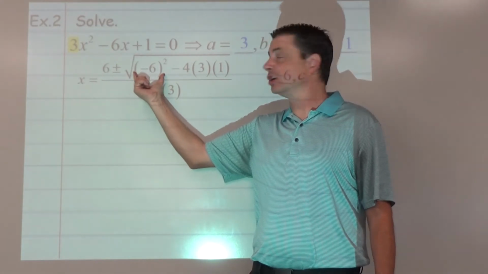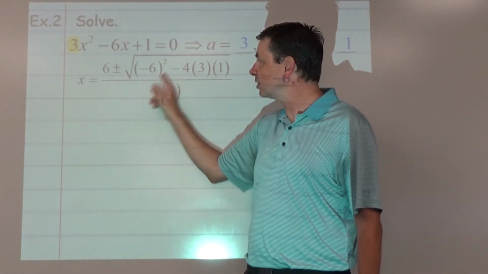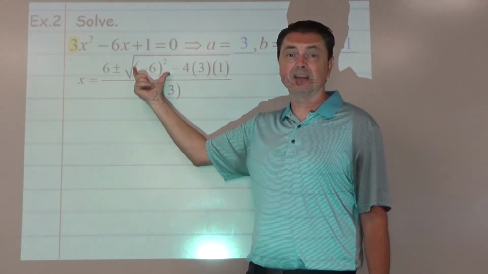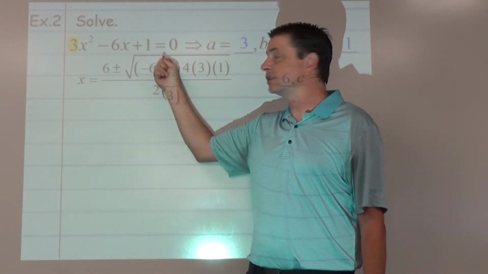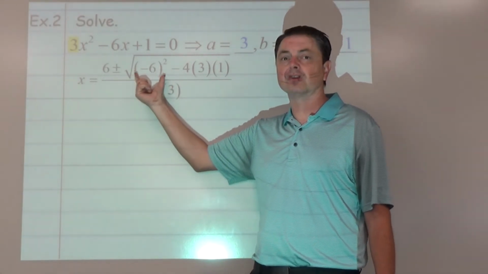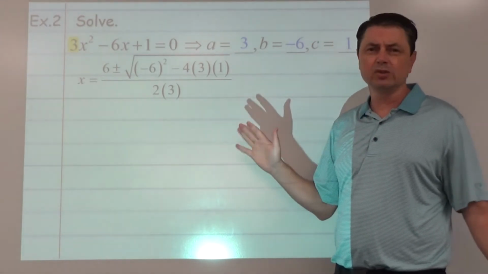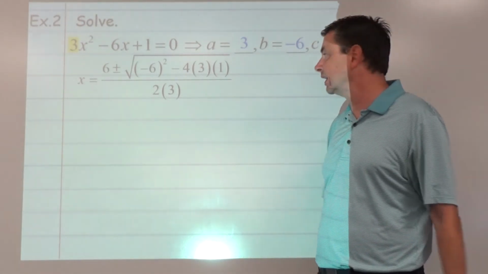Gotta have the parentheses here. If you're using a calculator and you do not use the parentheses, it's going to think that you mean this to be negative 36. We know negative 6 squared is positive 36. So using a calculator, the parentheses are really important there. Always use them is a good idea, but definitely for any negative numbers.